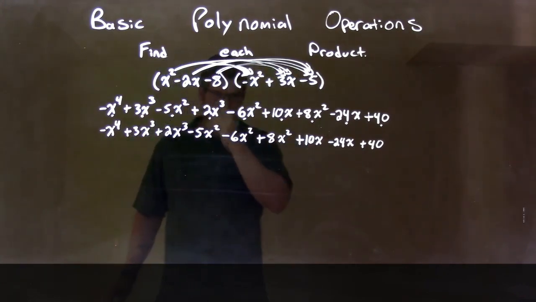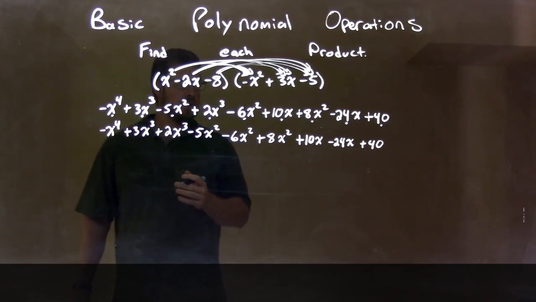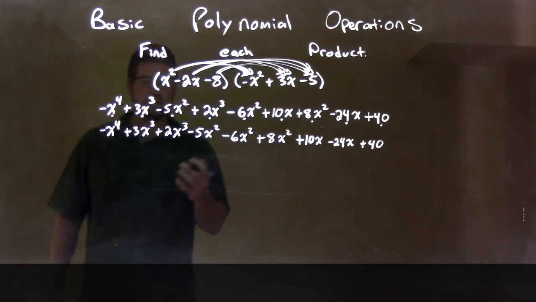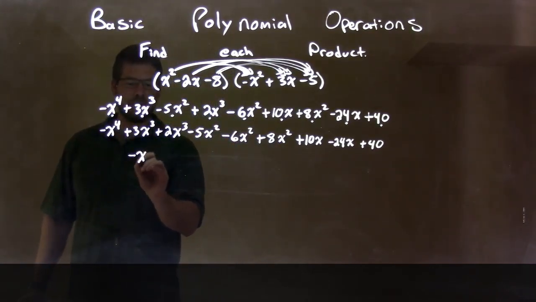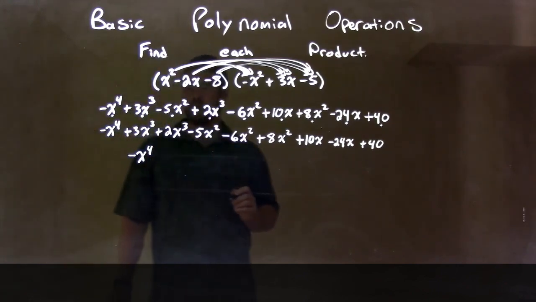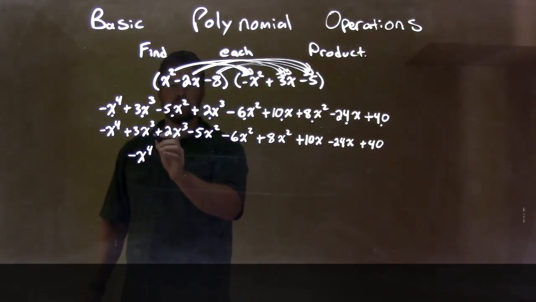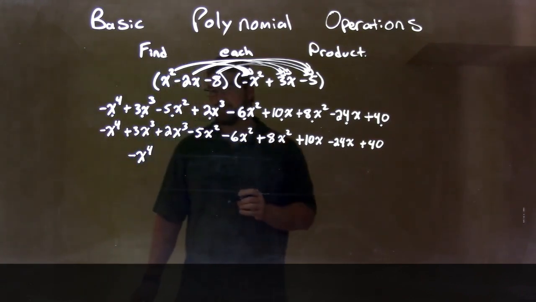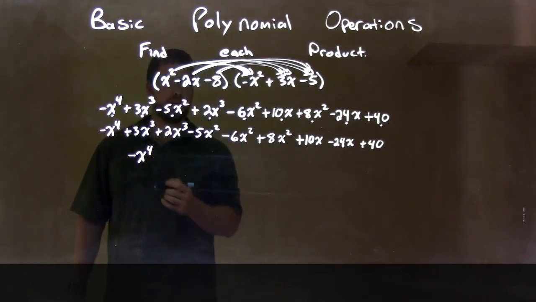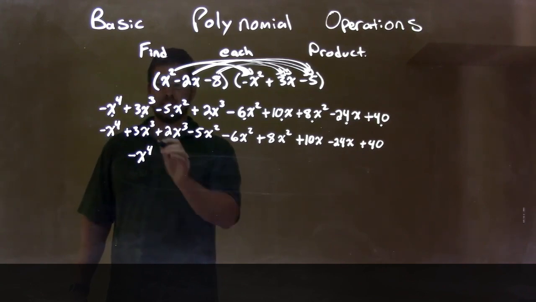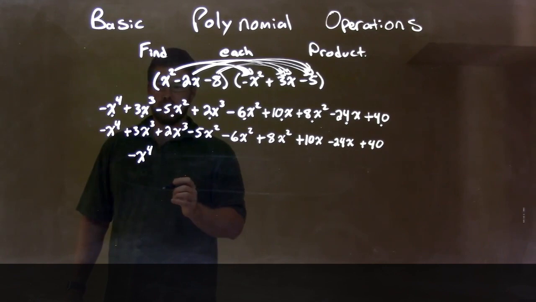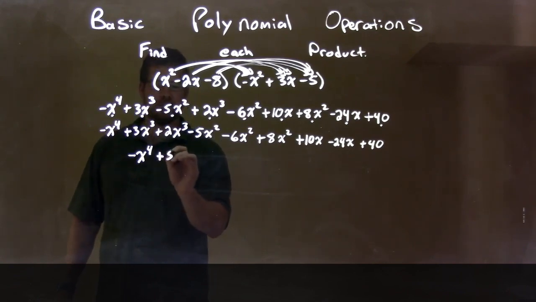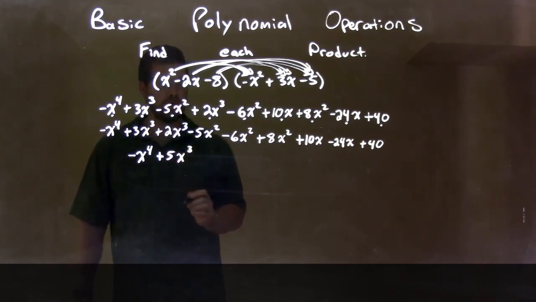Alright, so now let me simplify this, combine the like terms. Well, negative x to the fourth is alone in the fourth power there. But the third powers, we have 3x to the third and 2x to the third power. Well, we add those together, and that's fairly simple. That's a 5. 5x to the third power.